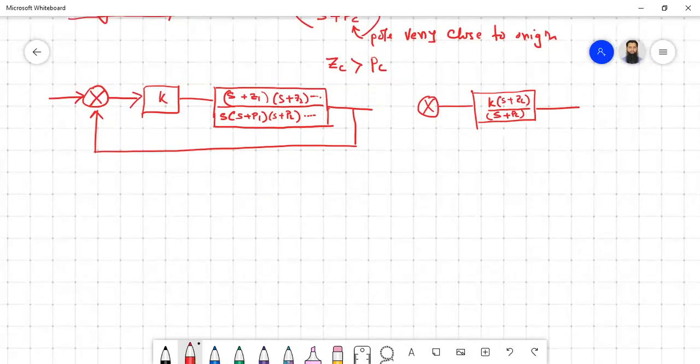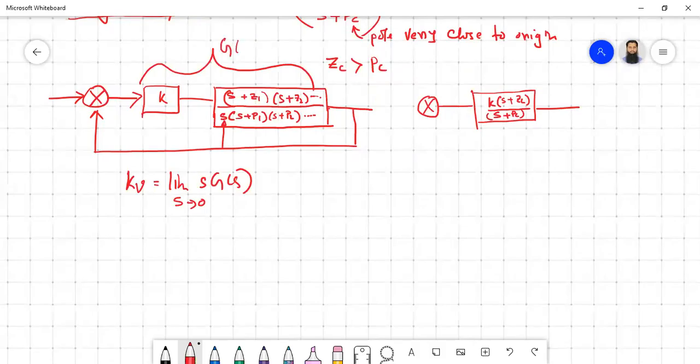So for this one, this time we have a type 1 system. Because of the type 1 system, you have to calculate Kv. So Kv is the limit as S tends to 0 of S times G of S, where G of S is the forward path gain. So what we are going to get is K Z1 Z2 and so on, divided by P1 P2 and so on. Okay, so this is your Kv.